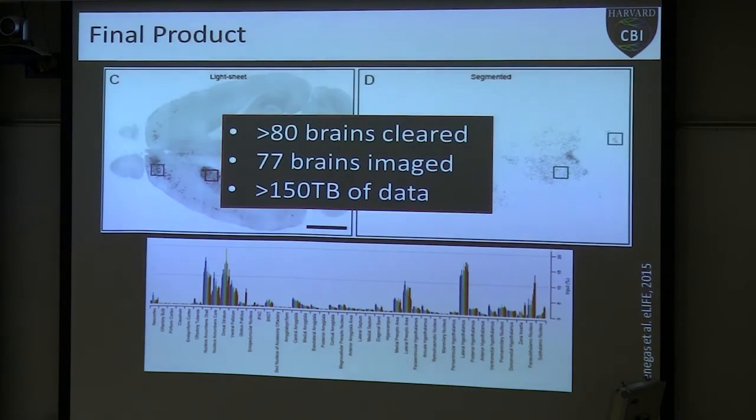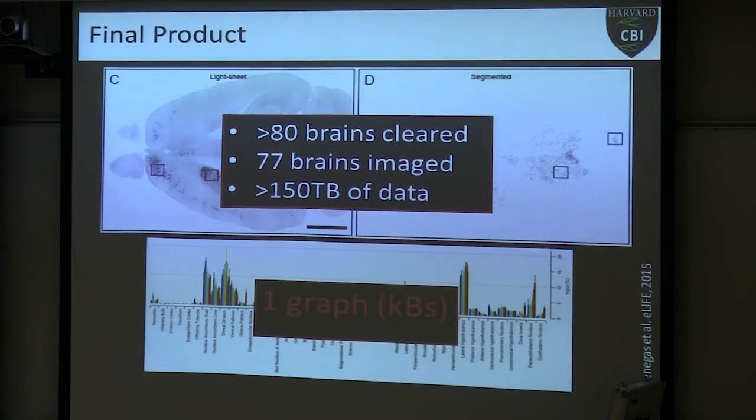I think what's impressive about this is they started out with over 80 mouse brains that they cleared. 77 of them were clear enough to actually be imaged on the microscope. And this represents over 150 terabytes of data. But in the end, in the paper, it turns out to be one graph that's a few kilobytes in size.